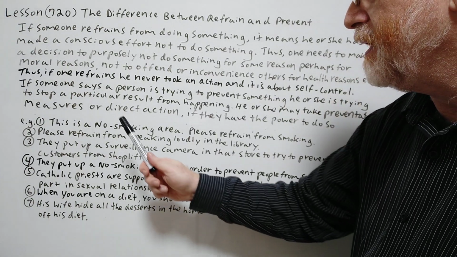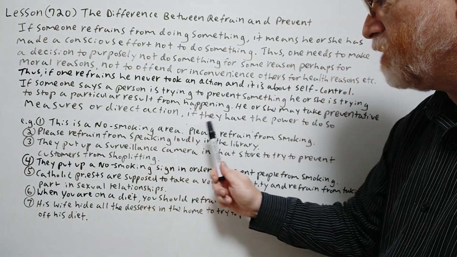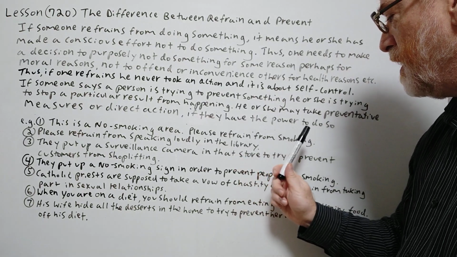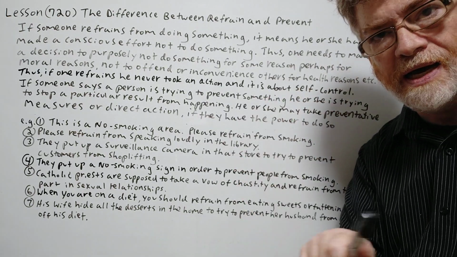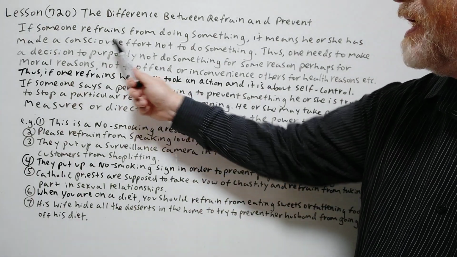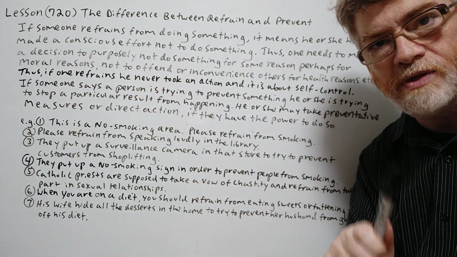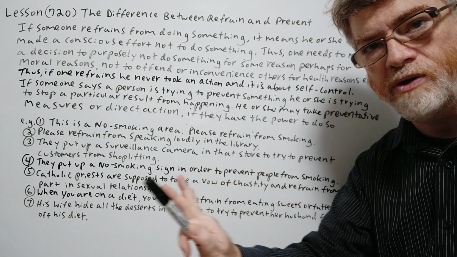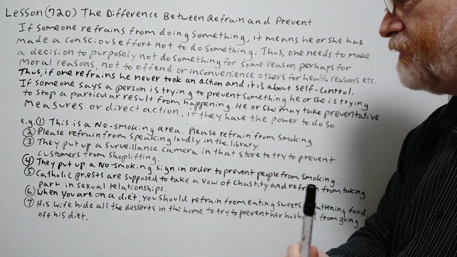Here's the first one. This is a non-smoking area. Please refrain from smoking. So this is like a sign, and the sign is telling someone to make a conscious effort not to do something. Try to control yourself. So that's why they use refrain.